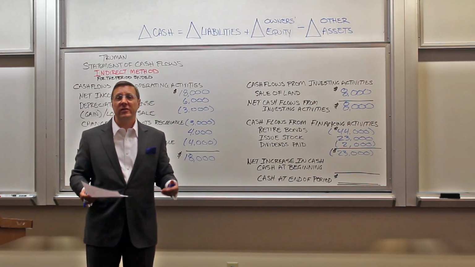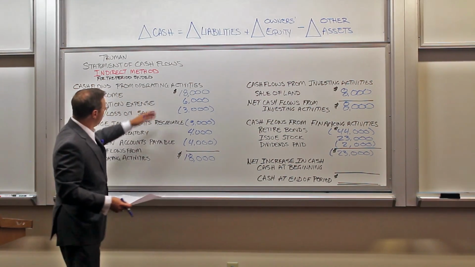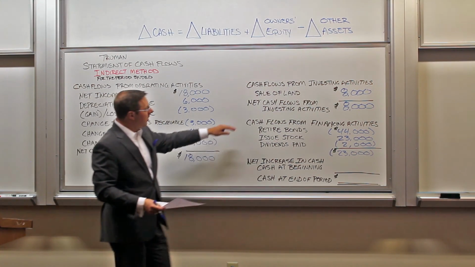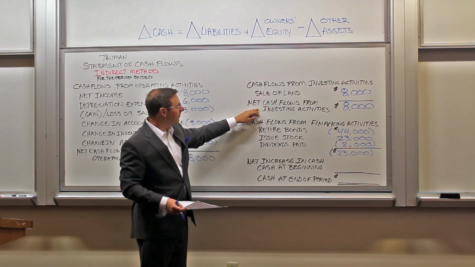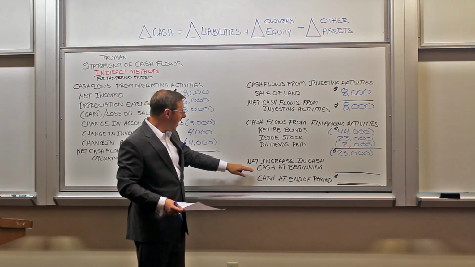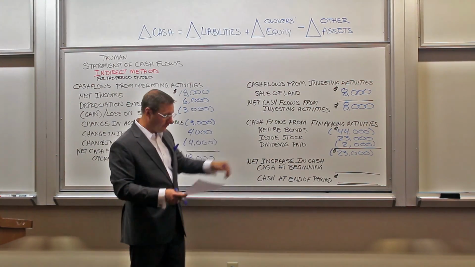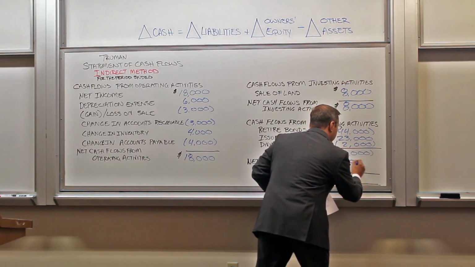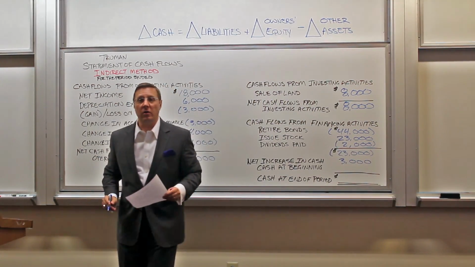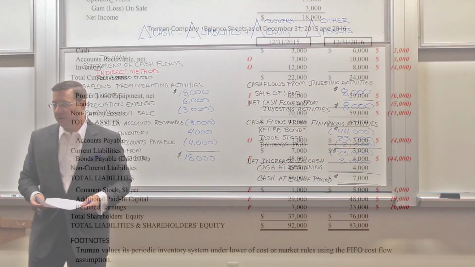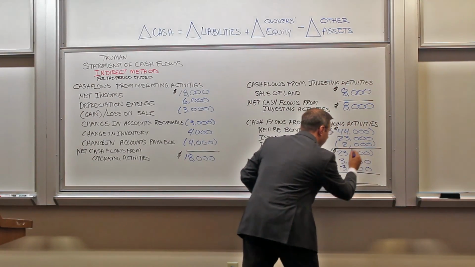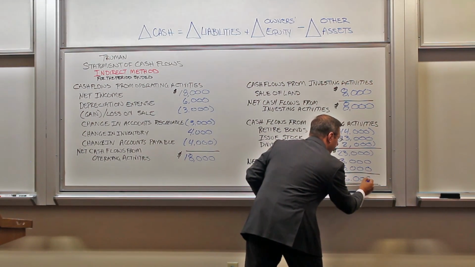Now we do the last section of the statement of cash flows. We take the net change from our operating activities. We add the net change from our investing activities. We add the net change from our financing activities, and notice that the entire change in cash over the year was $3,000. We then go back to our balance sheet and take our previous year, or cash at the beginning of our period, $3,000. We add the net change to it, it becomes $6,000.